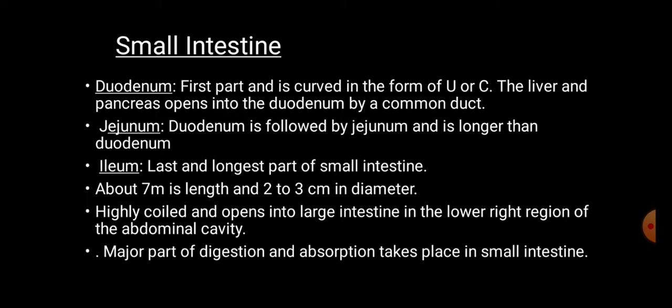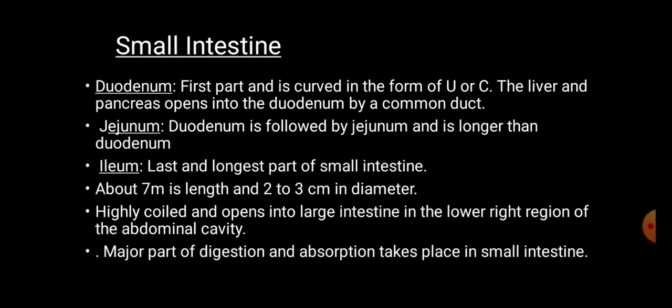The two digestive glands, namely the liver and pancreas, open into the duodenum by a common duct called the hepatopancreatic duct, which gives out its secretions, that is the digestive enzymes, so that the food gets properly mixed with the digestive enzymes coming from the liver and the pancreas.